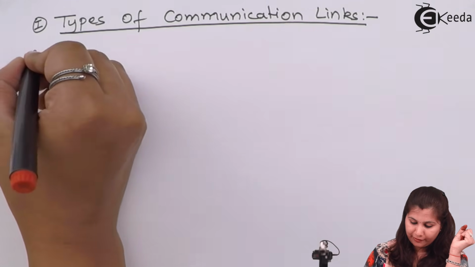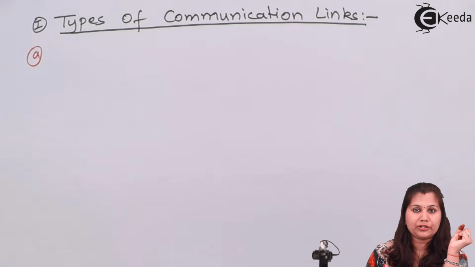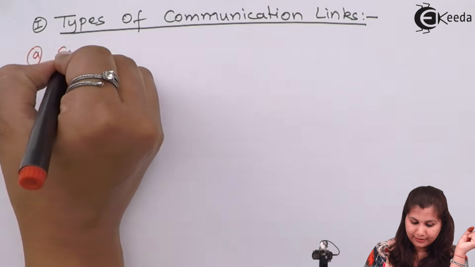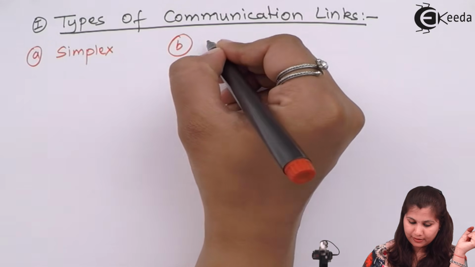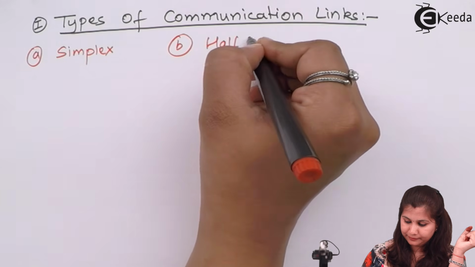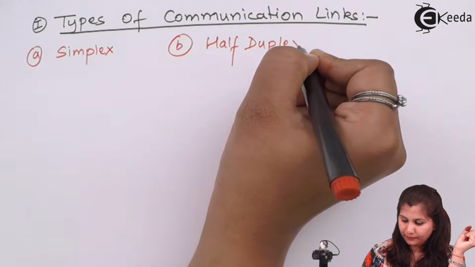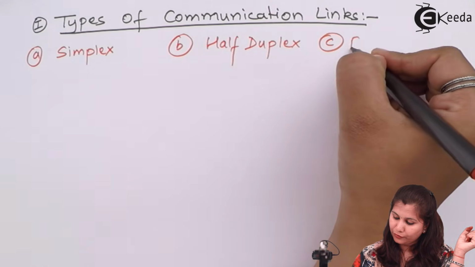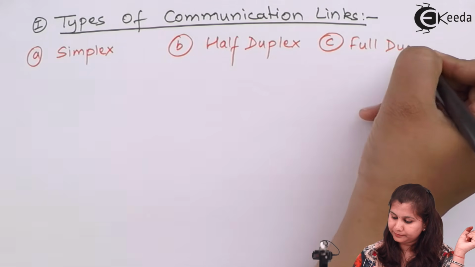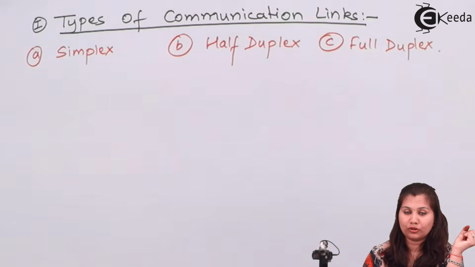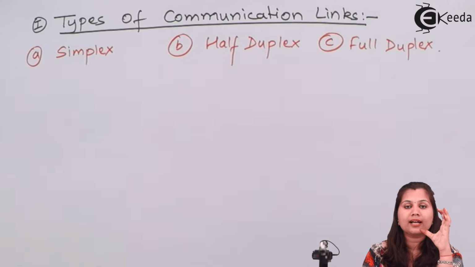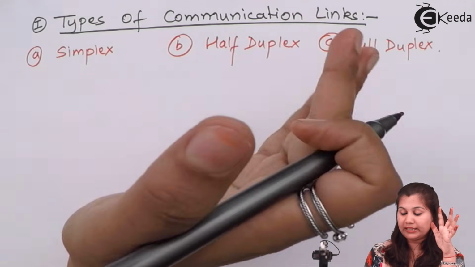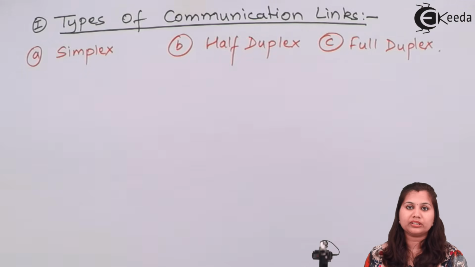In this we have 3 types of communication links. First is the simplex, second is half duplex, and third is full duplex. So these are the 3 types of serial communication links, that is, in these 3 ways the transmitter and receiver can be linked with each other.